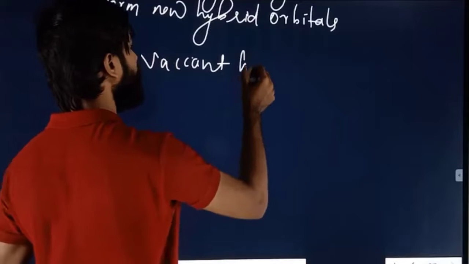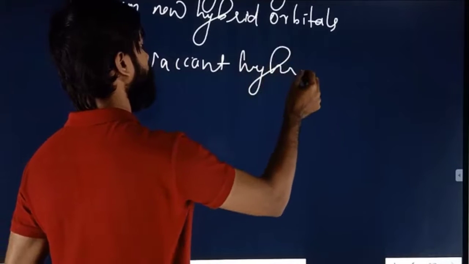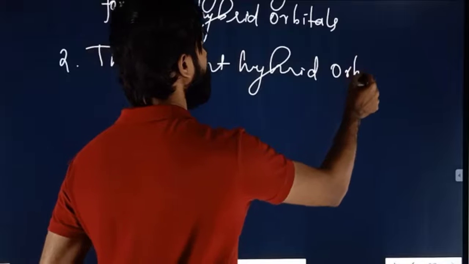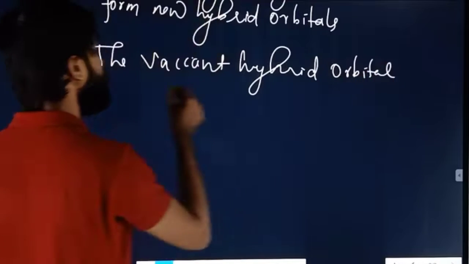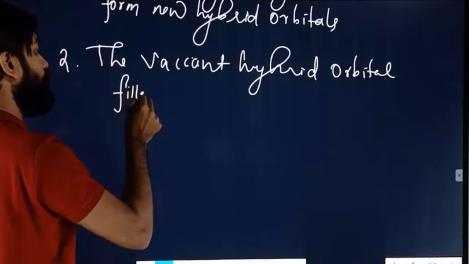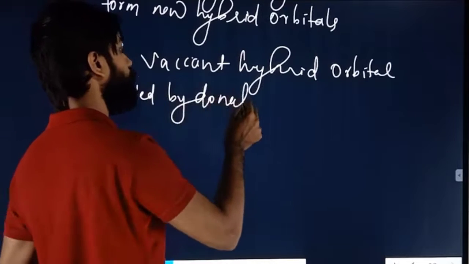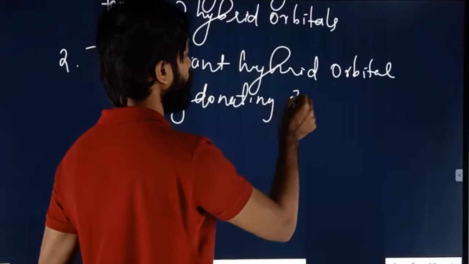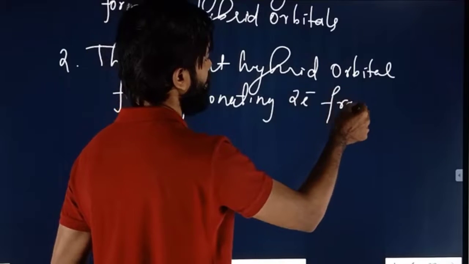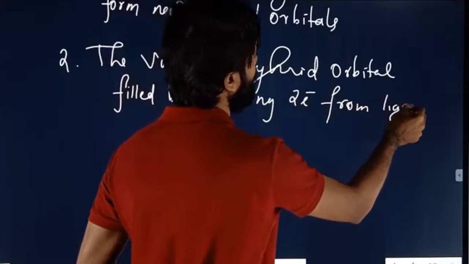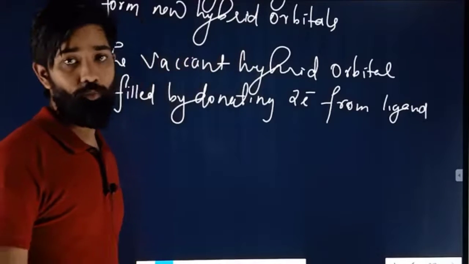The vacant hybrid orbital is filled by donating 2 electrons from the ligand, to form the coordinate bond.